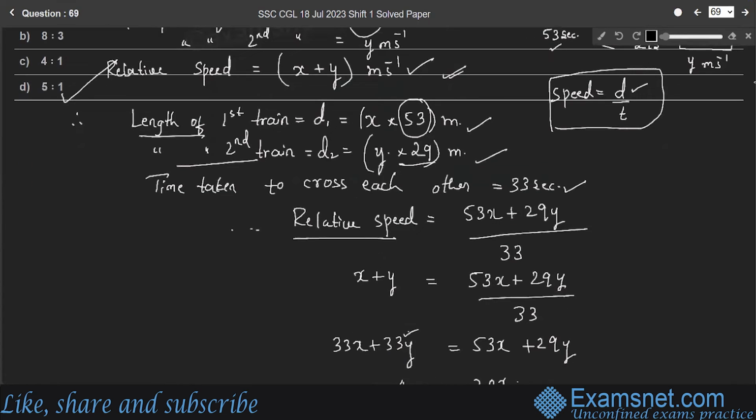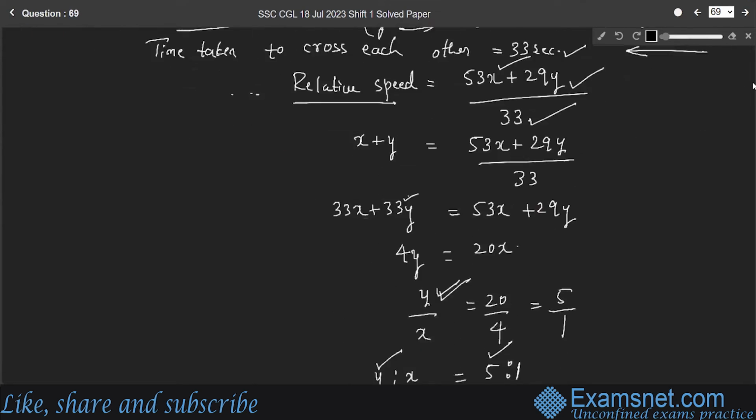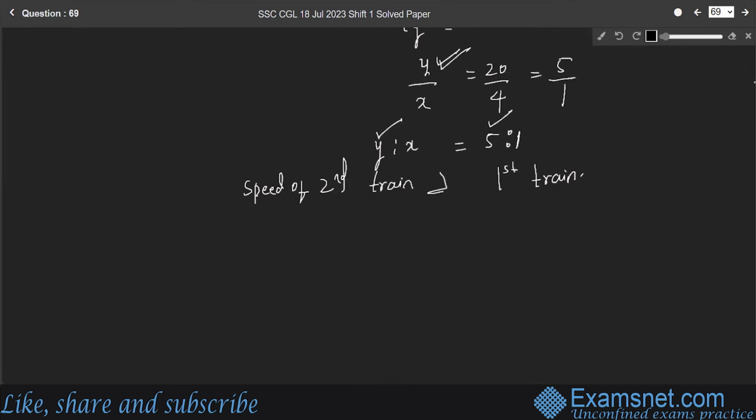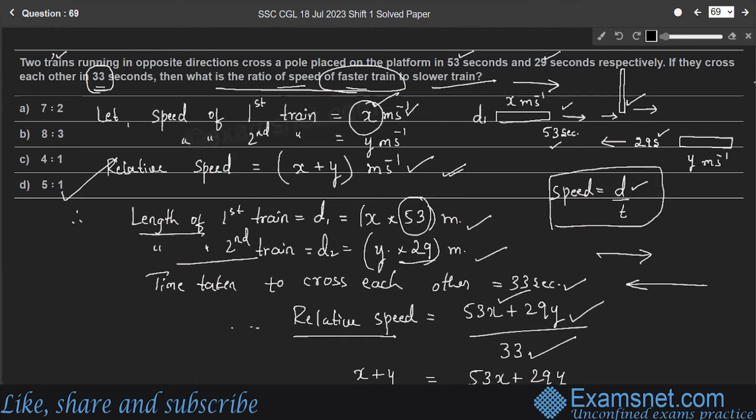When it comes to relative speed, it is the sum of their speeds. It is the total distance covered by the first and second train. So why are we taking the total distance here? Since the trains are moving in opposite directions, we use the total distance, right? So 53x plus 29y by the time taken to cross each other, which is 33 seconds. After simplification, we get y is to x is 5:1, which indicates the second train has greater speed compared to the first train. Therefore, the ratio is 5:1, right? Option D is the right answer.